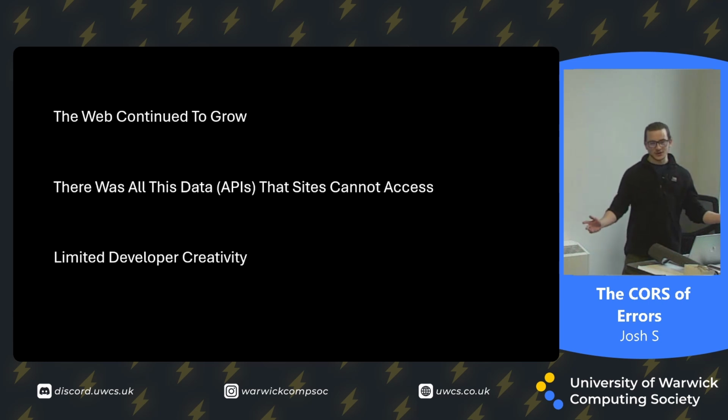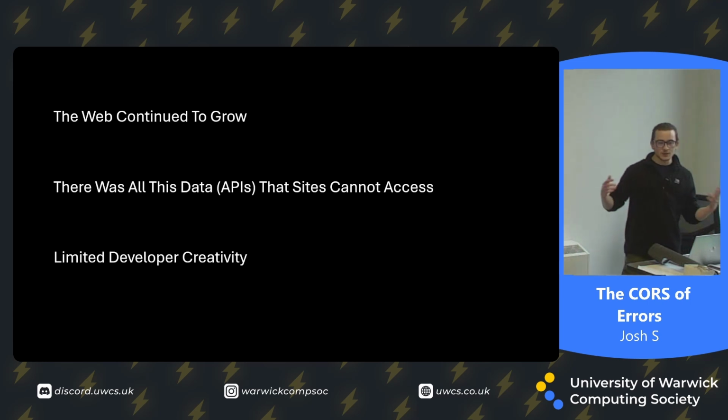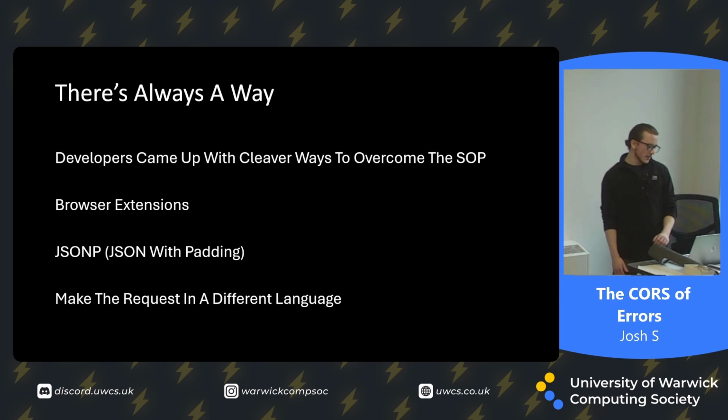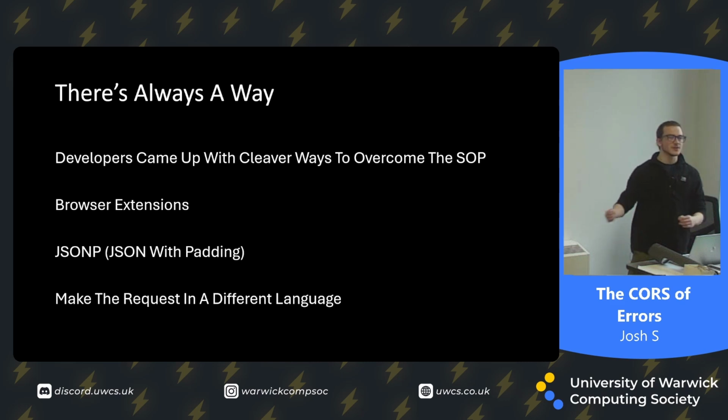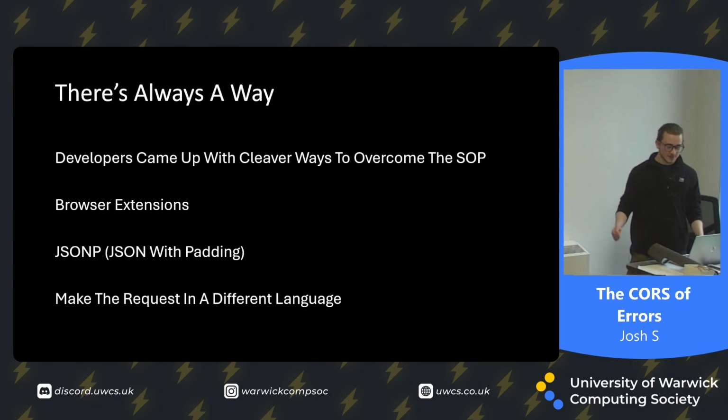The web continued to grow. There was all these data, all these APIs that we cannot access. It limited developer creativity. It was too restrictive. But there's always a way. Developers came up with clever ways to overcome the restrictions of the same origin policy. Think browser extensions, JSONP, which stands for JSON with padding, or make requests in a different language.